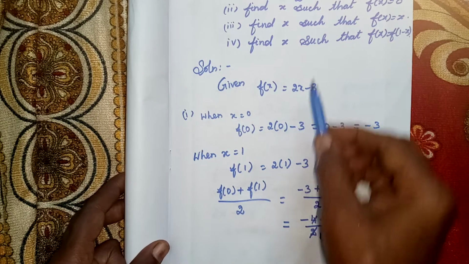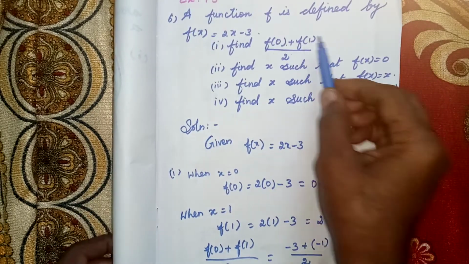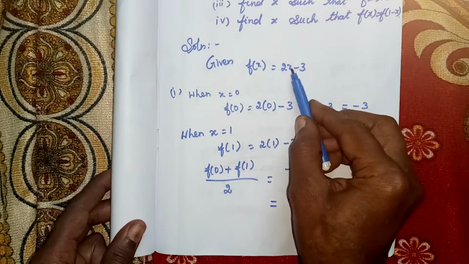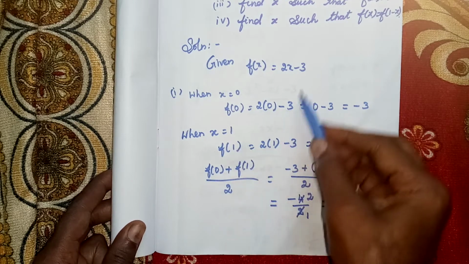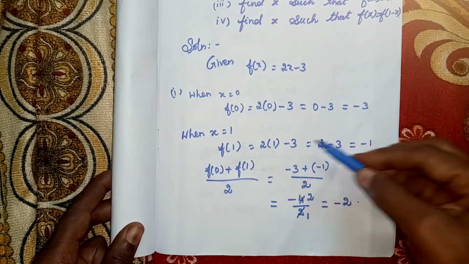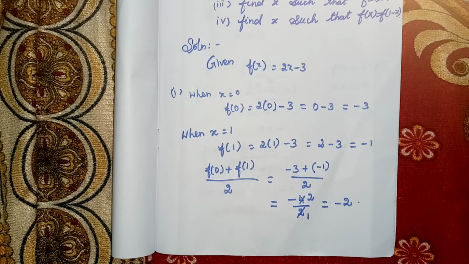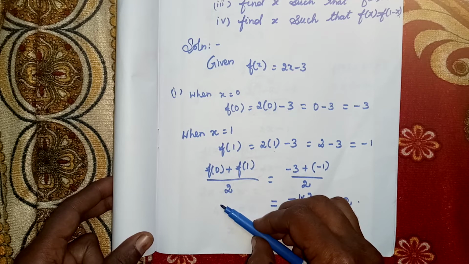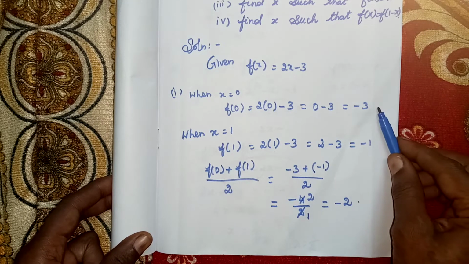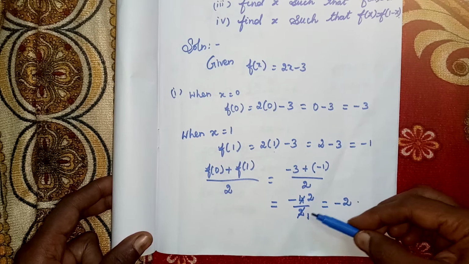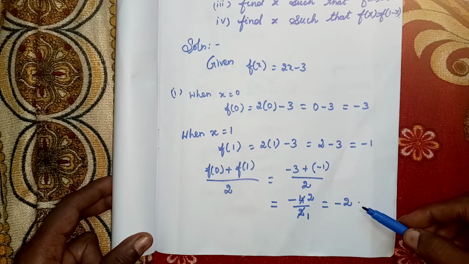Next, we have to find out f of 1. f of 1 means replace x in place of 1. Like that, substitute. 2 into 1 minus 3 is equal to 2 minus 3, which is minus 1. Then f of 0 plus f of 1 by 2 is equal to minus 3 plus minus 1 by 2, which is minus 4 by 2, which is minus 2.